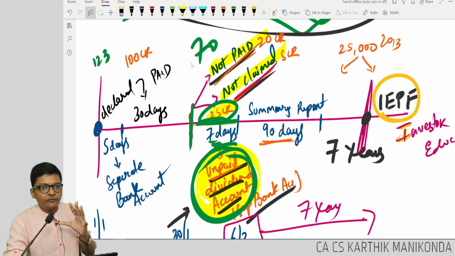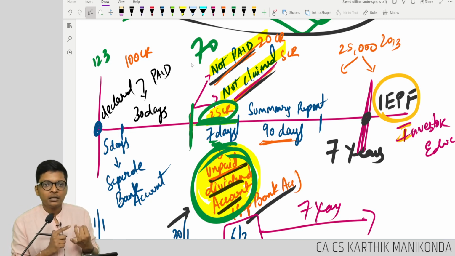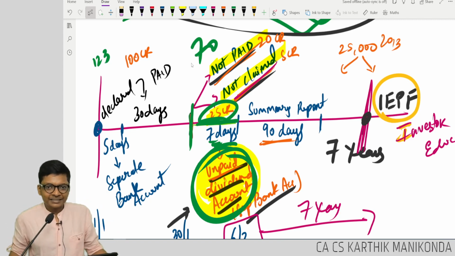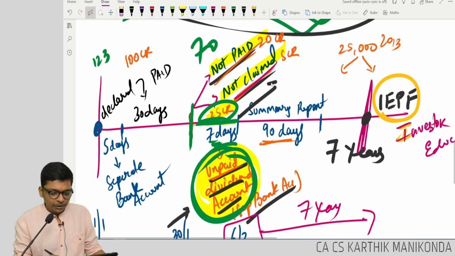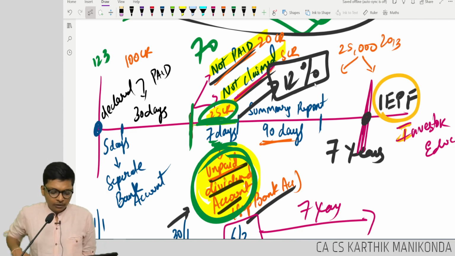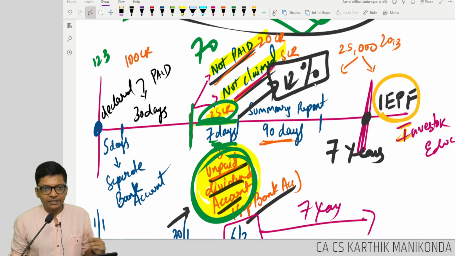Always, if you don't follow law, there is some kind of a punishment. So if you transfer it late here, to which account? Unpaid dividend account. After how many days? 7 days. The company has to pay an interest of, beyond 7 days, 12%. 12% of money which is not transferred. 12% per annum. Simple calculation. 12% for period of delay.